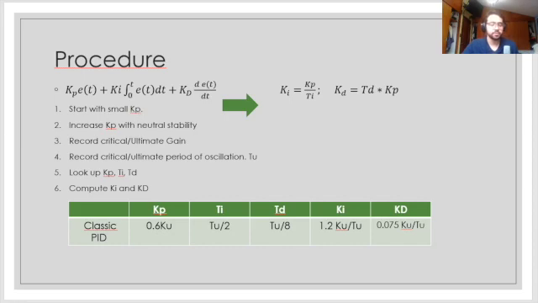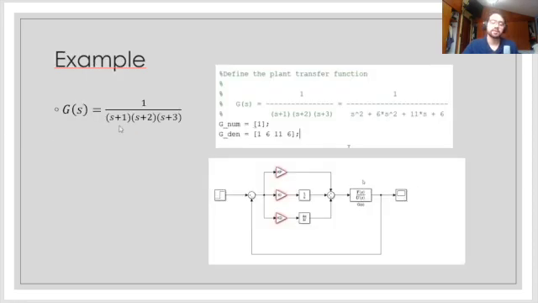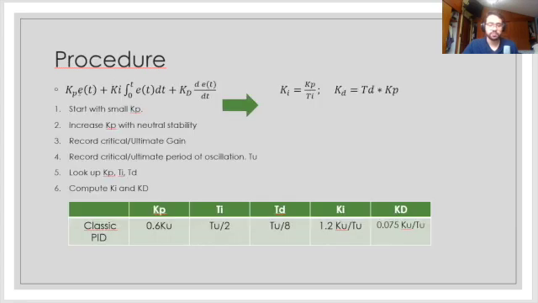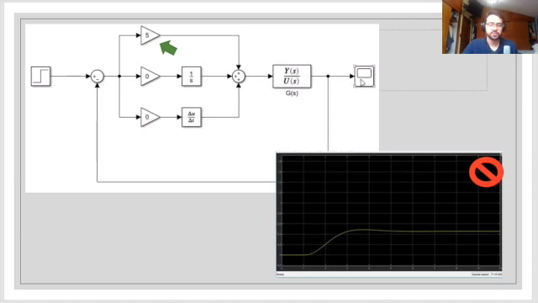This is the procedure, but we're going to see it with an example. We have a transfer function. The transfer function is defined in MATLAB, and this is the system we're going to use. Here are the values of Kp, Ki, and Kd that we need for the expression. As an iterative process, we need to start with a very low value of Ku. This will be 5. The other one is set at 0.